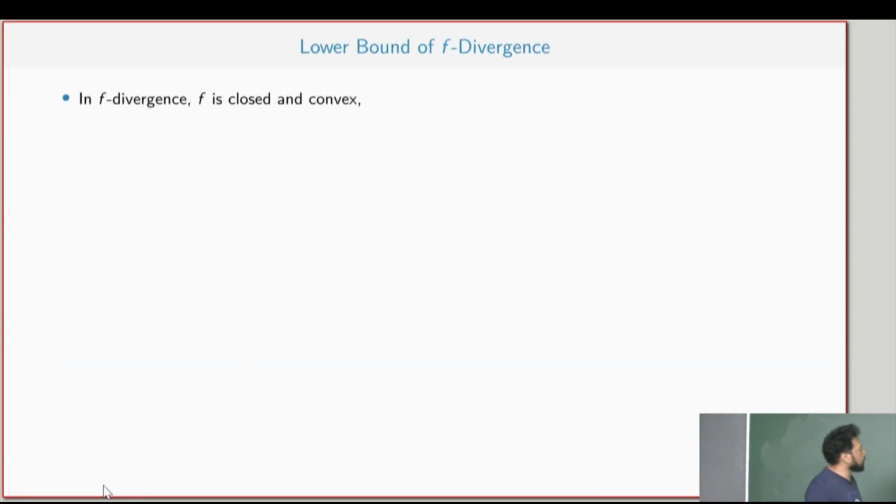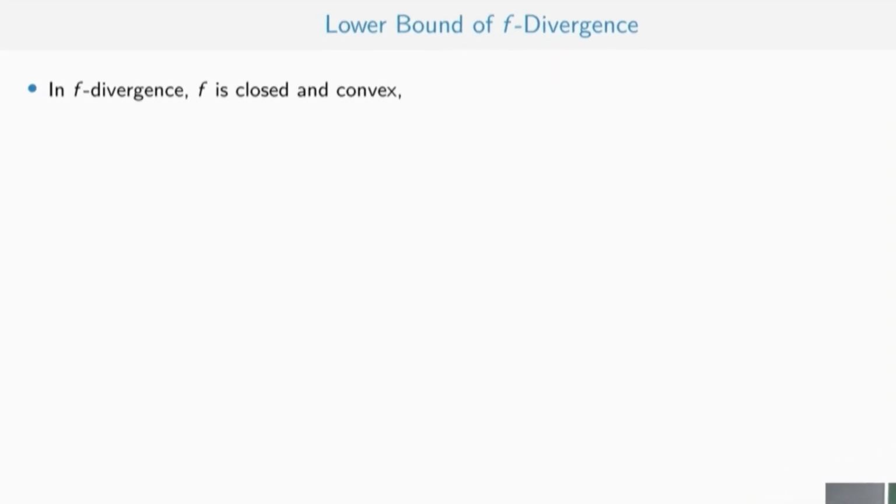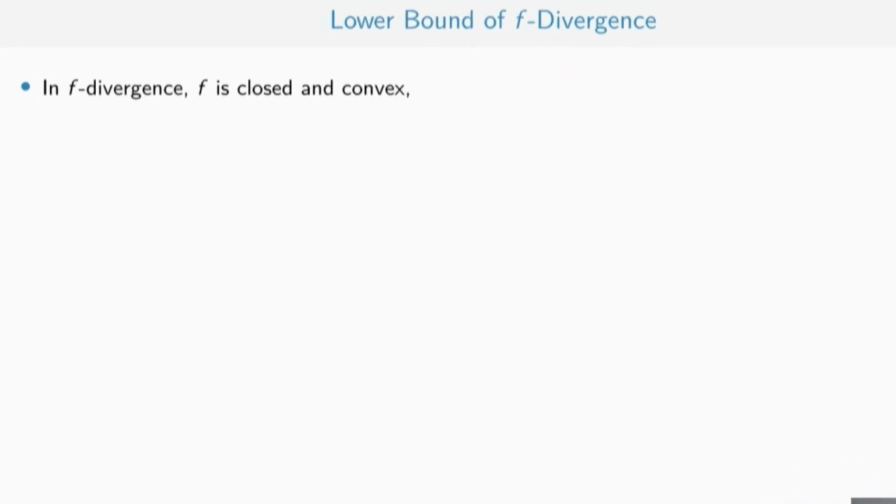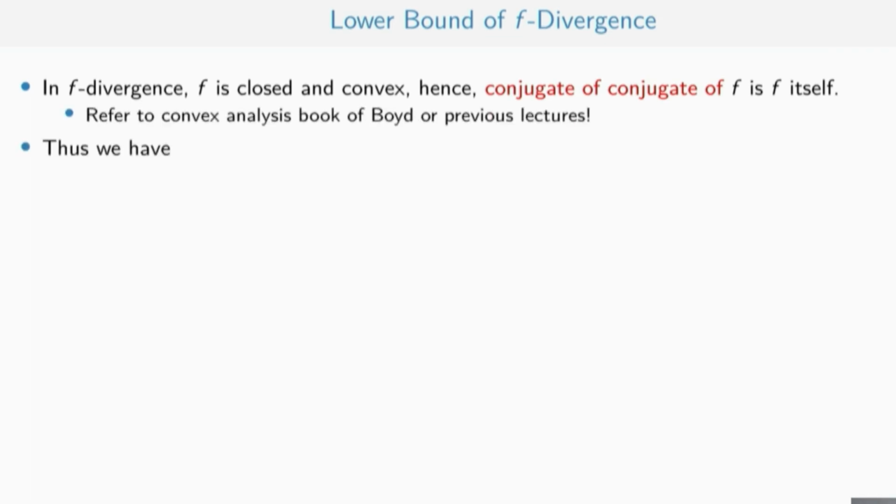In the F divergence, we assume F to be closed and convex. Convex, we have seen, is a bowl-shaped function, and a function being closed means that the epigraph is a closed set. We also know what a closed set is. Then we know this reflexive property of the conjugate, which I have mentioned in the convex analysis without proving it. If F is closed and convex, then the conjugate of the conjugate of F is F itself. In other words, F star star becomes F.